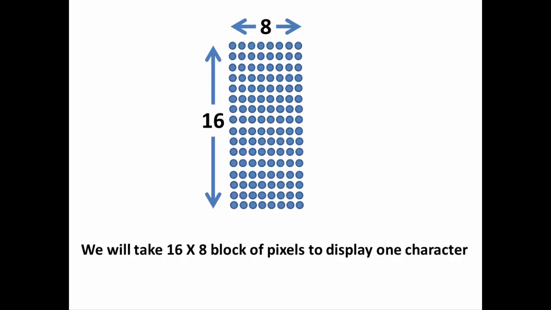Now the next thing is how we will actually print a character in this block of pixels. For this, we will create a font file. We will create a separate file called a font file, and in that font file we will save font data for each ASCII character. And we can print those characters whose ASCII data is saved in the font file. Let me show you with an example.